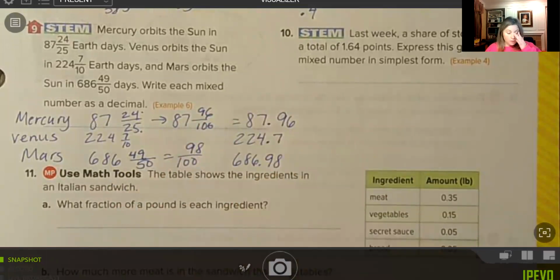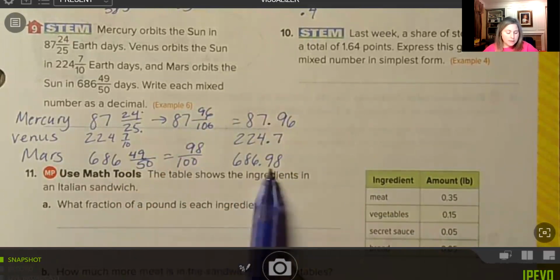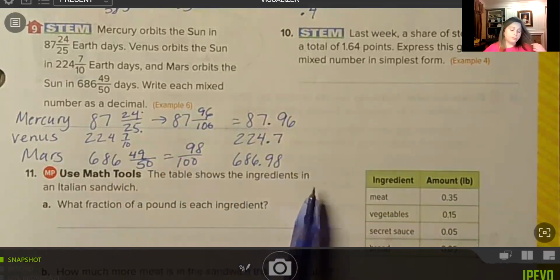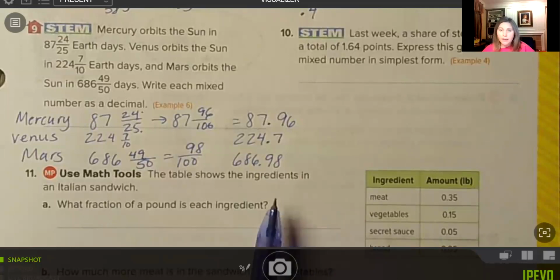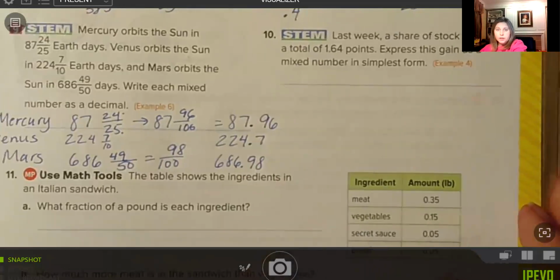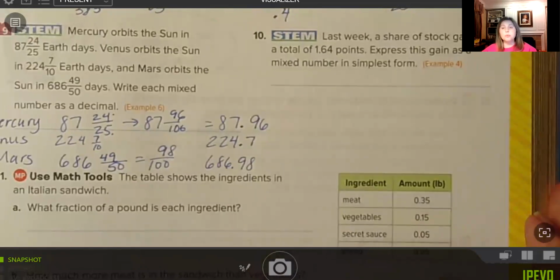So Mars is 686 and 98 hundredths. Number 10, last week a share of stock gained a total of 1.64 points. Express this gain as a mixed number in simplest form.